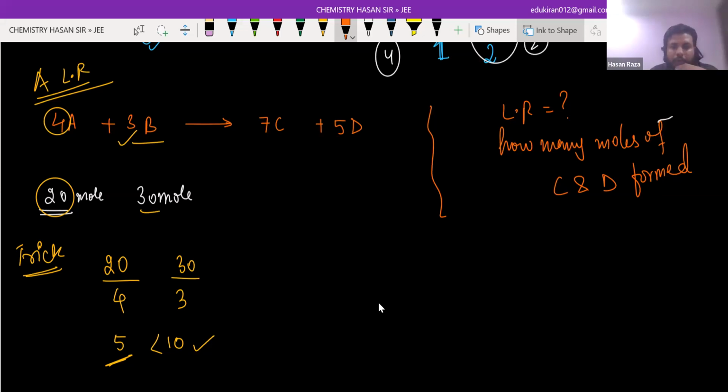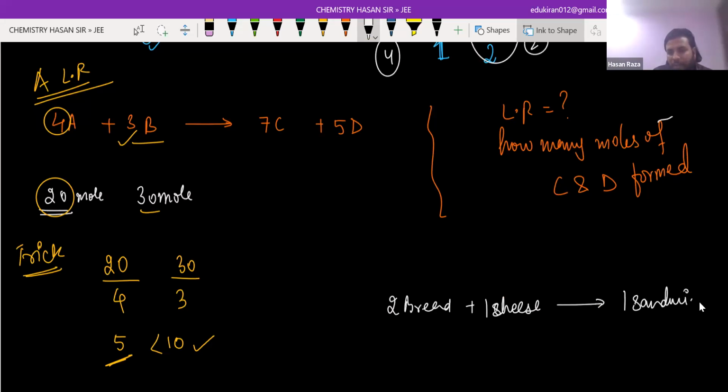Yes, sir. Okay, so I'm going to prepare a sandwich, which is a very normal, basic sandwich. Two bread plus one cheese. We require two bread plus one cheese. You put one cheese in between two bread, and you get a sandwich, right? Now, if I take four bread, how many cheese do I need? Two cheese, yes or no?